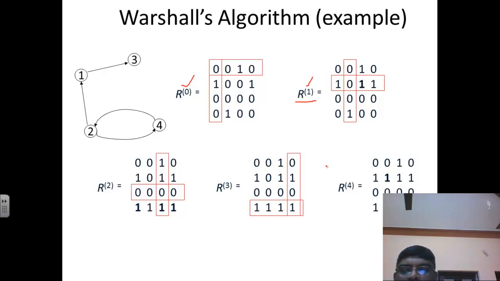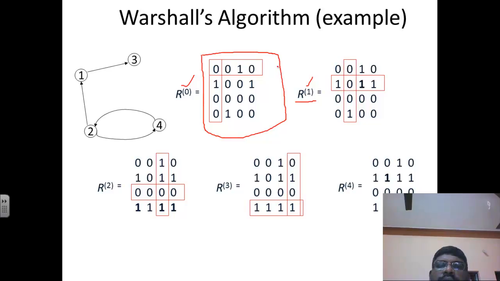Now I want to find out if there is any path via intermediate vertex 1. So how can I find R1? To find R1, I have to use the solution of R0. That is what we say is dynamic programming. To get the solution for the next level, use the solution of the previous level which was recorded in some data structure. That is what we call dynamic programming.